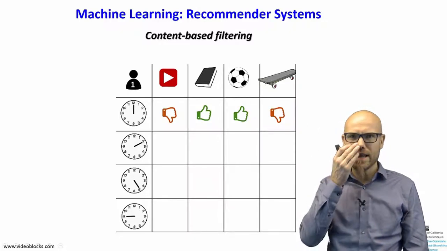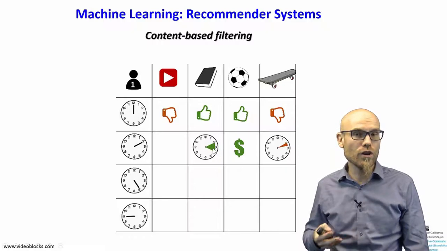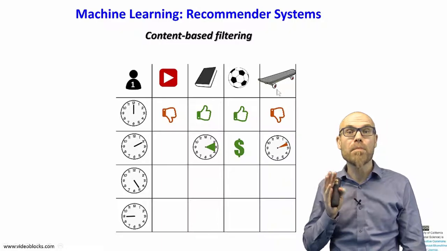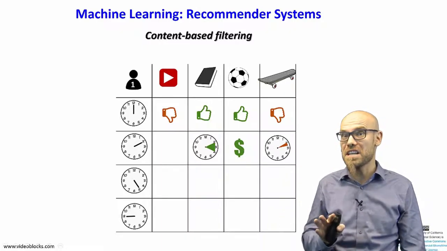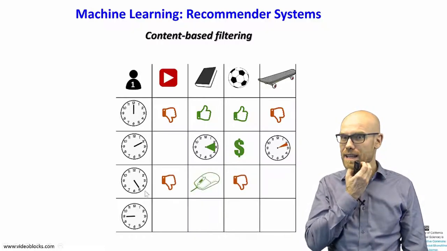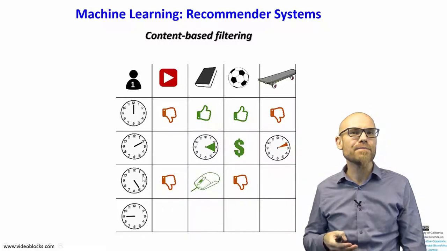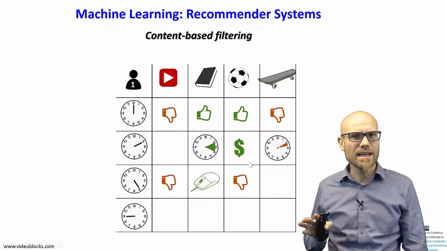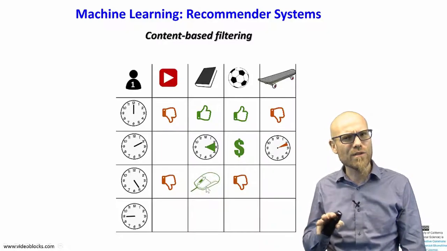Then another indicator might be that the person spends a lot of time looking at the book, very little time looking at the skateboard, and actually buys the soccer ball. Okay, so yeah, that's a pretty clear sign. The other one's also a sign. Then in the next time step, for example, a week later or later in the day, the person then doesn't like the soccer ball, even though it got purchased, and with the mouse, spends a lot of clicks actually around the books a lot.